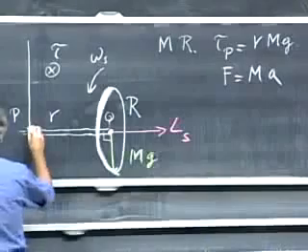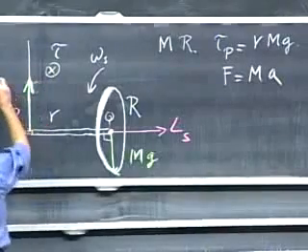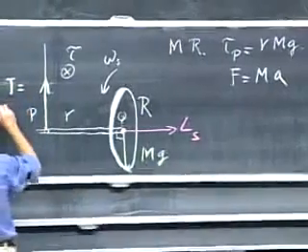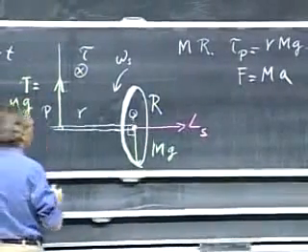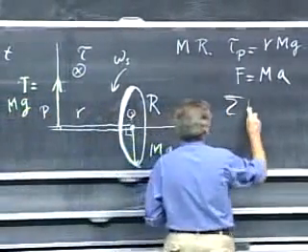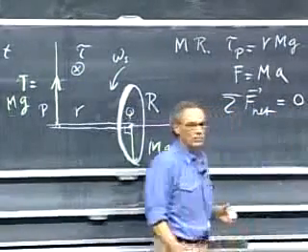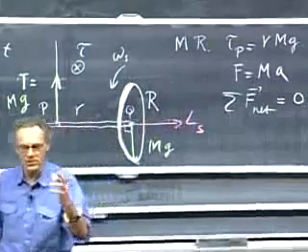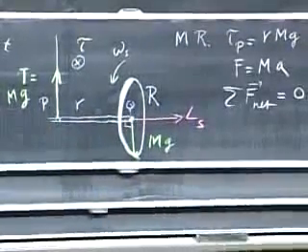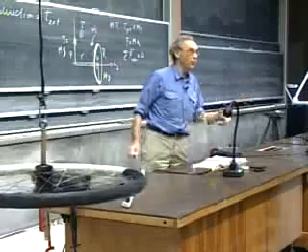What do you think is here? The tension in this cable, T, will be exactly mg. And so the net, the sum of all forces on that object, is 0. There is no net force on that wheel, but there is a net torque. And that's why it's going to precess.